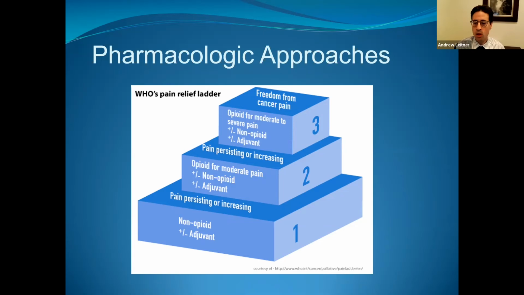So for the pharmacologic approaches, we certainly are still referring to the step ladder. We start with non-opioids and adjuvants for mild and or manageable pain, thinking also about a number of the other modalities for these patients too. One of the principles I want to mention is we don't wait to get to step 3 before we consider non-pharmacologic approaches. Non-pharmacologic approaches should be considered at all steps of the step ladder, and we do.